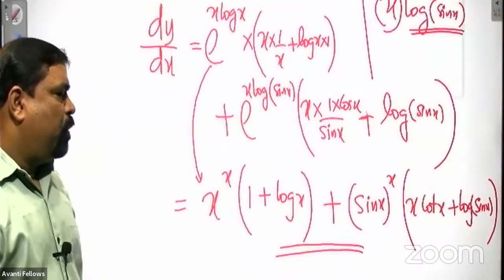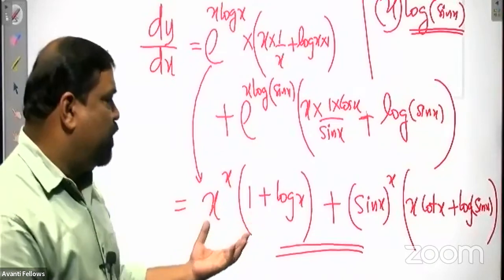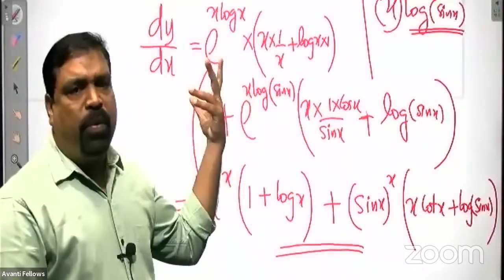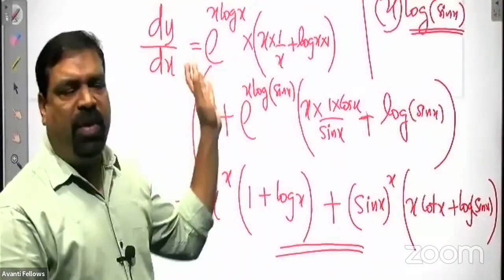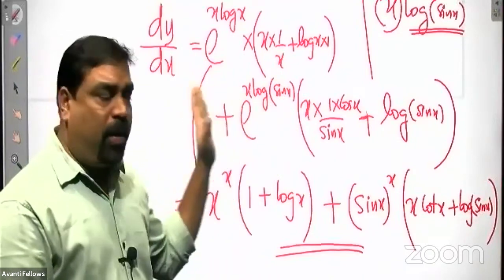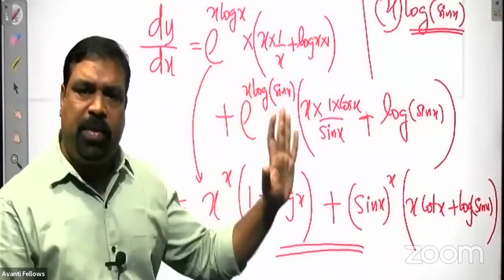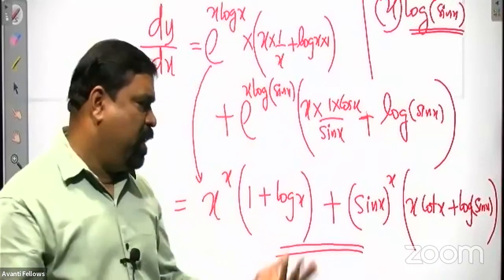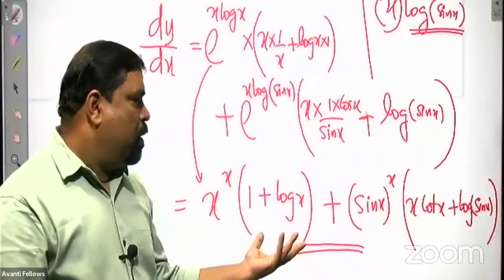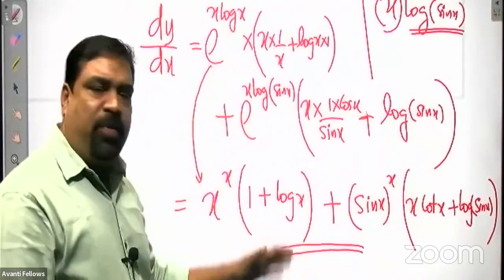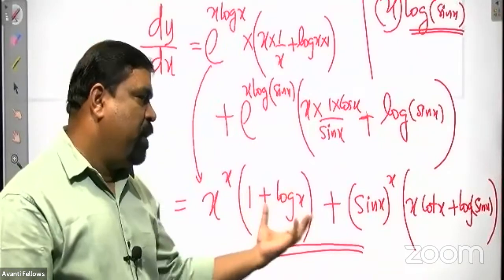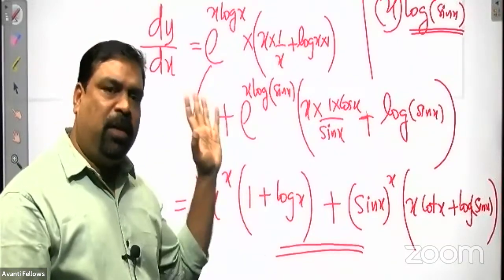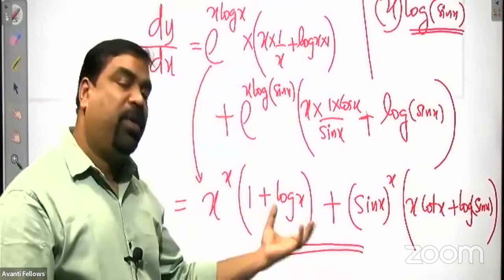If you want, you can do it in this way. Otherwise, you can do it in our usual way: take u, v separately, find du by dx, dv by dx, then add them together, and you will get the same answer. But if you practice in this way, I think it will become somewhat easier than the other method. It will save your time also.